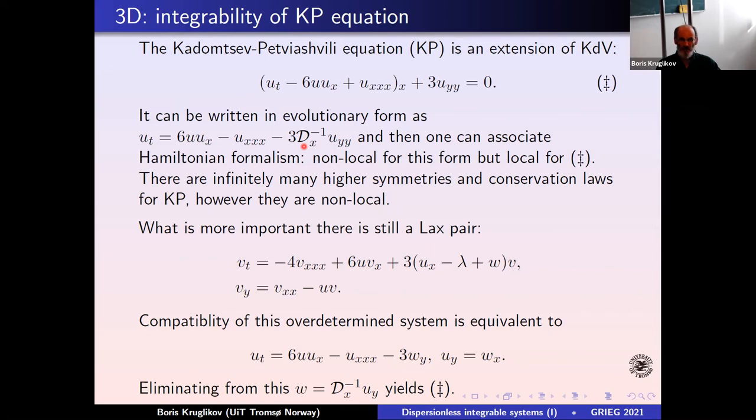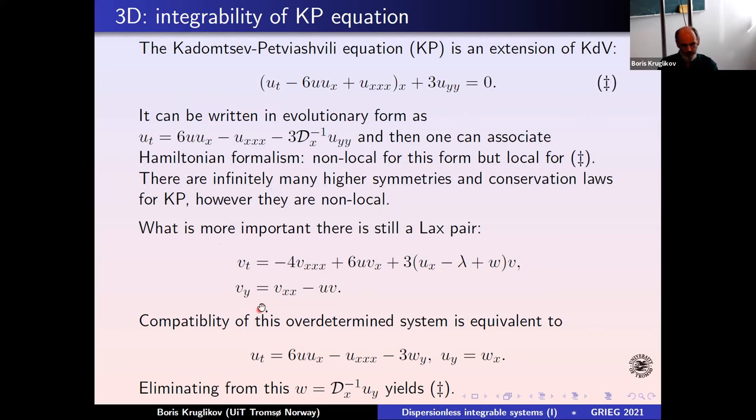Maybe some number of conservation laws will be local, like three, but the majority will be non-local. Okay, so the important thing, and the most important, is that we have a Lax pair, which is based on inverse scattering. The Lax pair for KdV is the following.